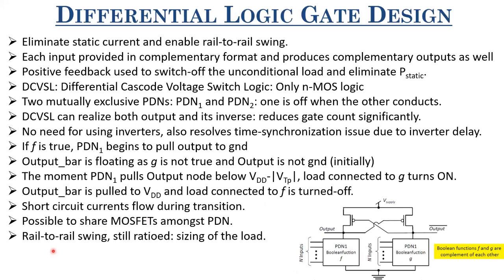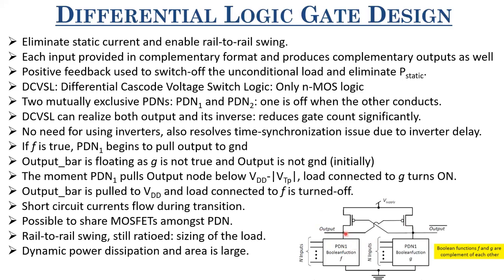So you get a rail-to-rail swing. However, the design is still ratioed. Why ratioed? Because you have to obtain a voltage of VDD minus mod of VTP here by appropriately sizing this MOSFET and this MOSFET, right? So this is one of the sizing constraints on this. I'll discuss this, or maybe I'll give it in the exam or in the assignment: how do you size DCVSL? That is very important. Think about it once.